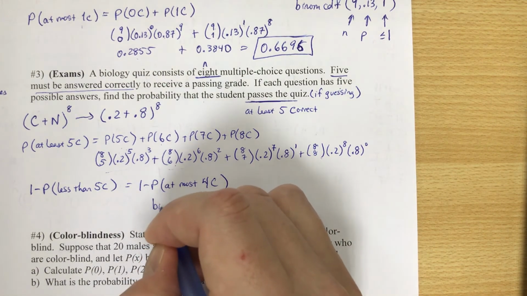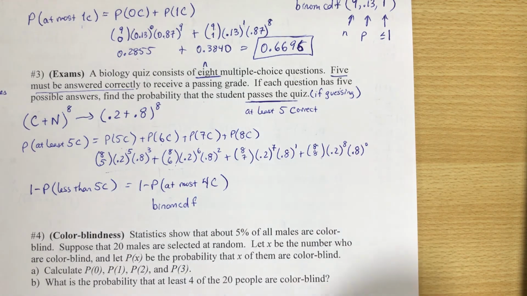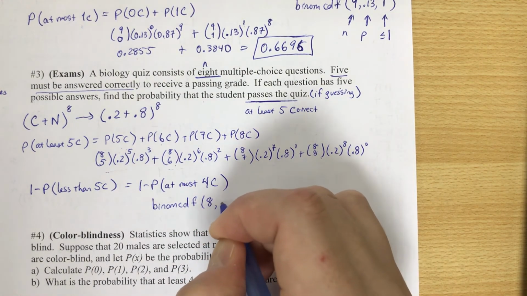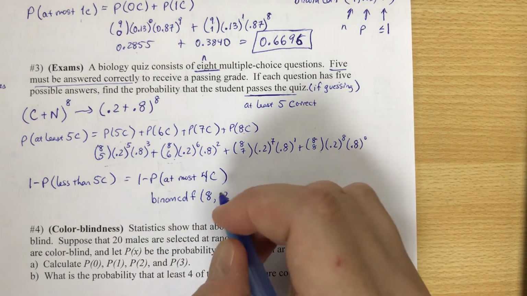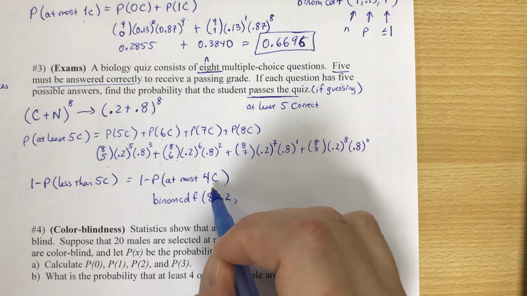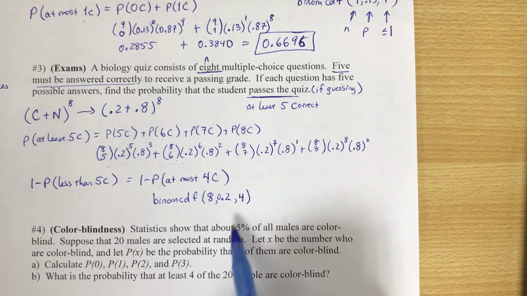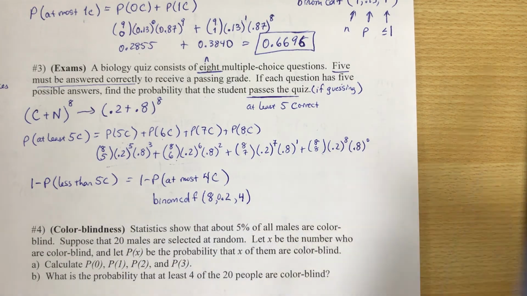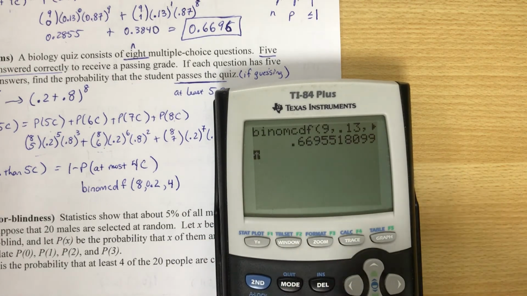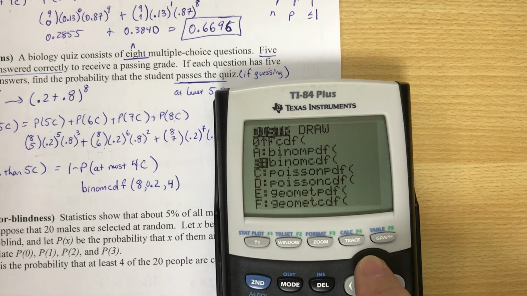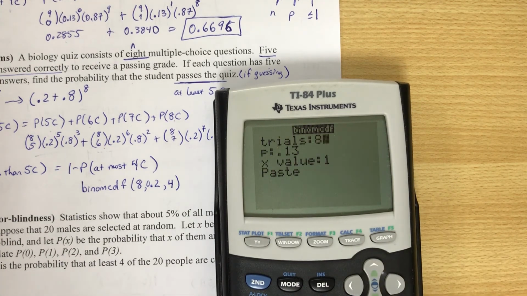So if I'm going to use the calculator, I can do binomial CDF, 8 trials, 0.2 is the probability of guessing correctly. Now in this case, we want to calculate for 0, 1, 2, 3, 4. So 4 is the number. It has to be less than or equal to this number. I wouldn't put 5 in because then it would include 5 correct as part of this, which we don't want. So binomial CDF, 8 trials, 0.2, now 4. Now this represents 4 correct answers or less.